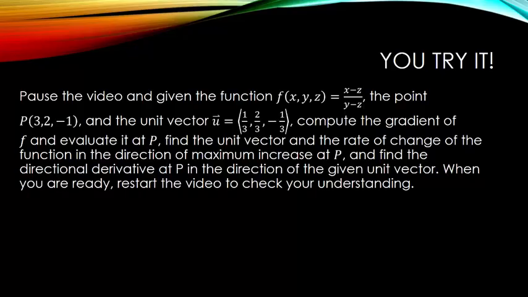Pause the video, and given the function f(x, y, z) equal to the quantity x minus z over the quantity y minus z, and the point P with coordinates (3, 2, -1), and the unit vector u equal to the vector with components 1/3, 2/3, and -1/3, compute the gradient of f and evaluate it at p, find the unit vector and the rate of change of the function in the direction of maximum increase at p, and find the directional derivative at p in the direction of the given unit vector. When you're ready, restart the video to check your understanding.